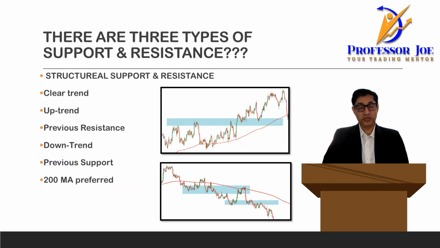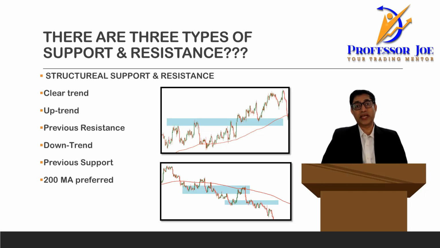We have now understood that in the markets, there are three types of trends: uptrend, that is the bullish trend; downtrend, that is the bearish trend; and sideways trend, which is the kangaroo trend. And then we have support zones and resistance zones. When we talk about support zones and resistance zones, there are three types of support and resistance zones. So let us see the three types.